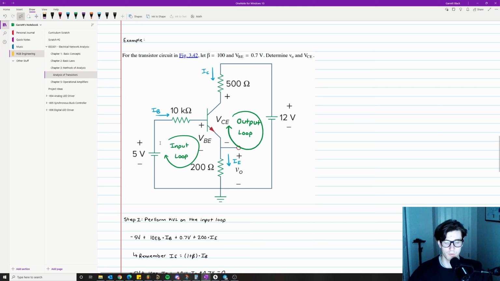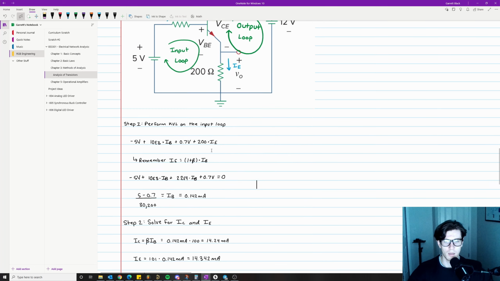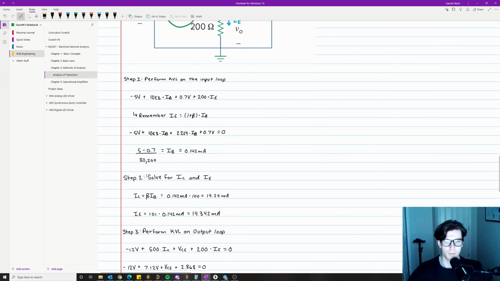Use Kirchhoff's voltage law to solve for the base current. Just know the anatomy of your transistor. This is always going to be the emitter current, this is always going to be the collector current, and this is always going to be the base current. After you've solved for the base current, you can figure out your emitter current and your collector current.